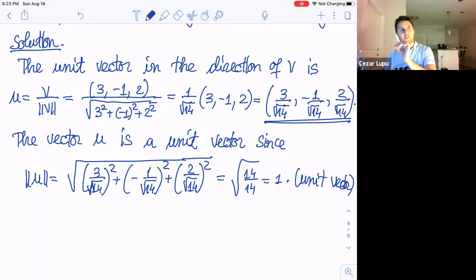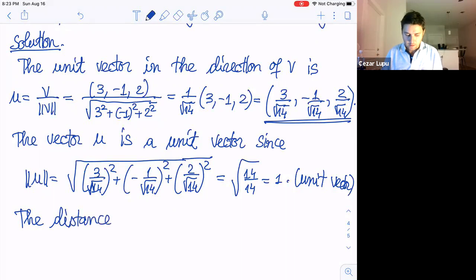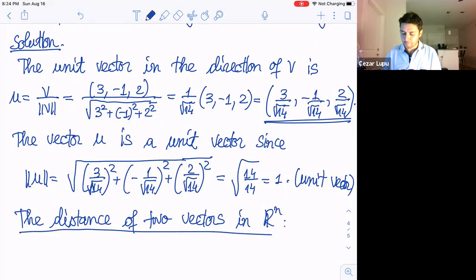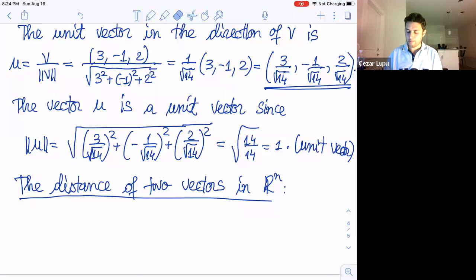What if I have two vectors in Rn and I want to find the distance between them? As you are about to see, the distance is nothing else than just computing basically the magnitude of the difference of the two vectors. Okay, let's see. So the distance of two vectors in Rn. Okay, that's what we want to talk about now.